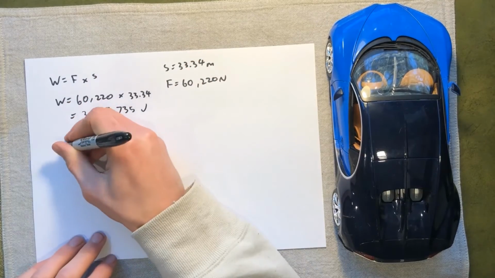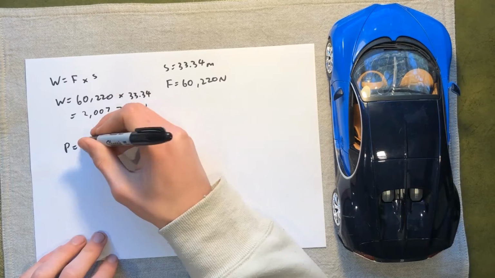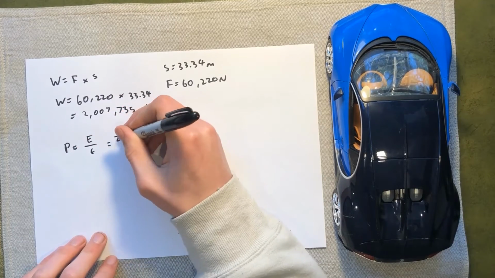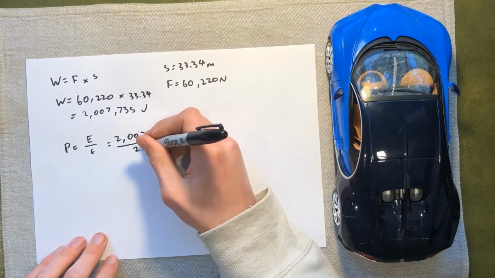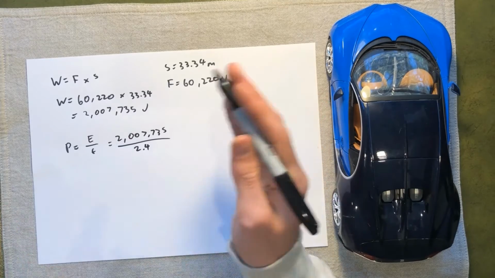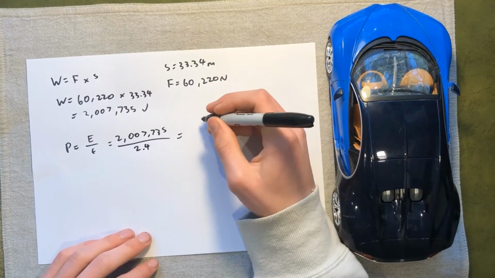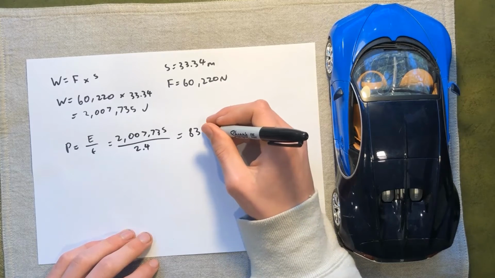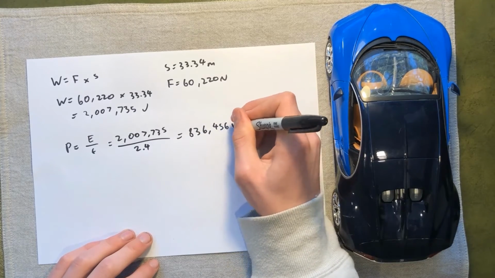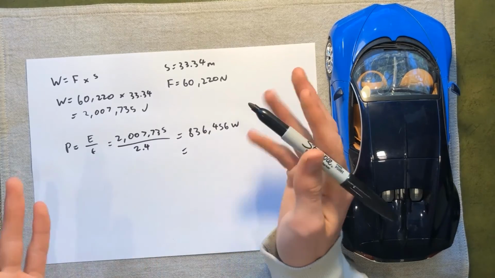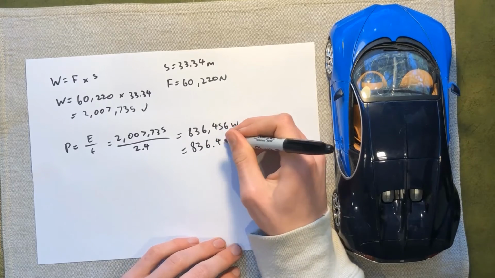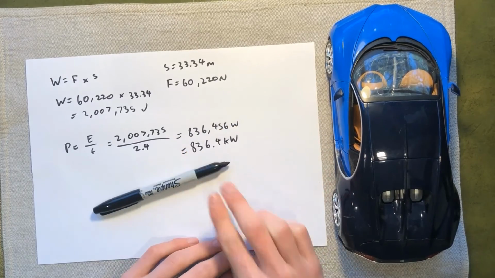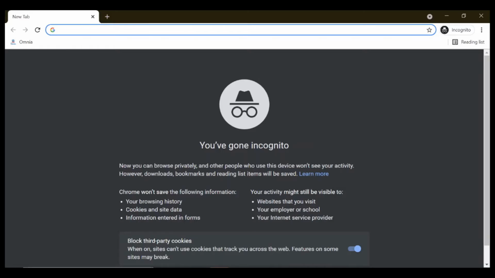And then, of course, to calculate power, we're going to do energy divided by time. So 2,007,735 divided by, of course, 2.4 seconds, in which it is all dispersed, so to speak. And that is going to give us 836,456 watts, or in the automotive world, we really do kilowatts. So there you go, 836.4 kilowatts. So we've got our number, 836.4 kilowatts.